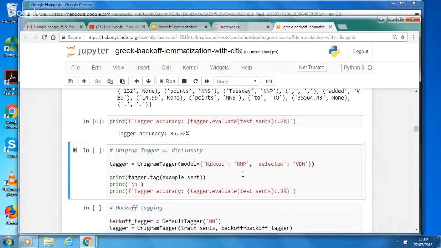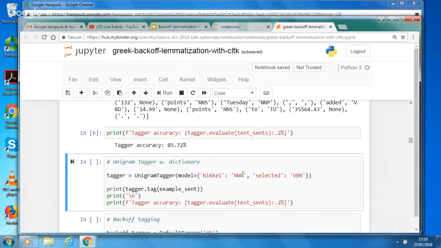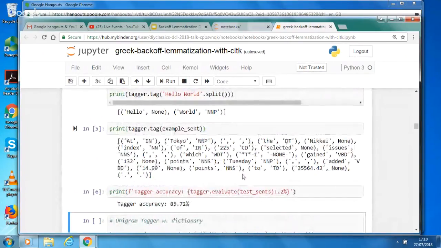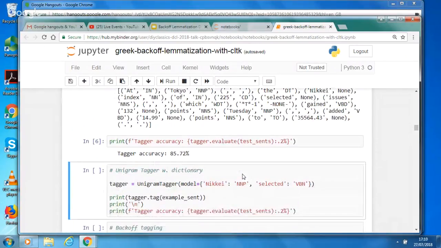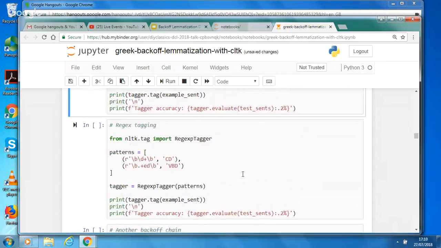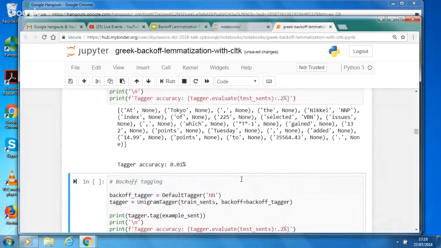We can also do things like provide, this is the dictionary style, right? So you can see here that Nikkei wasn't in the training data, so it didn't find anything. I can tell the system that Nikkei is a proper noun. I can say that selected, which it also didn't find, is a past tense verb, a participle. Again, running that, we're going to see with just that dictionary, two words, we're at 1/10, 1/100th of a percent accuracy. But that's okay because we're only tagging those two words, right? This is good.